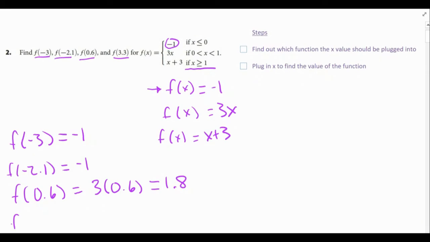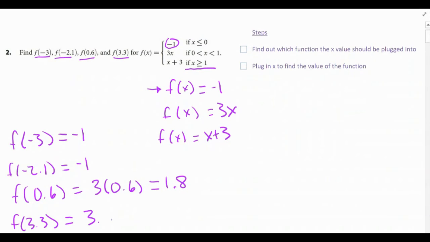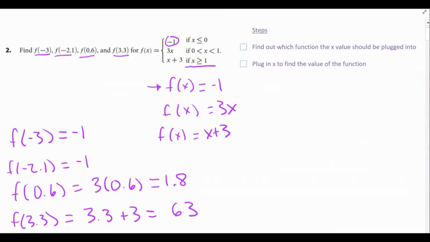And lastly, we have f of 3.3. So we're looking through here, it says x is greater than or equal to 1. Well, 3.3 is greater than 1. So we're going to plug that x value in here to get my final answer of 6.3.